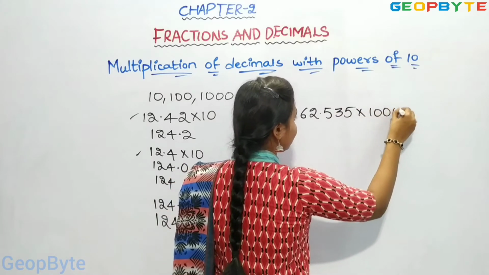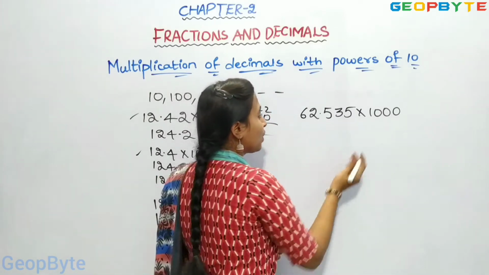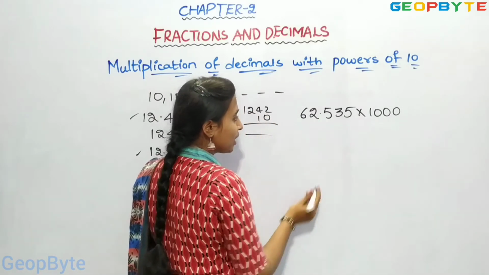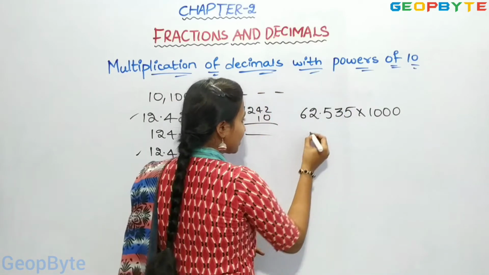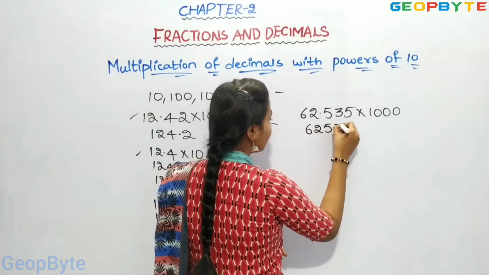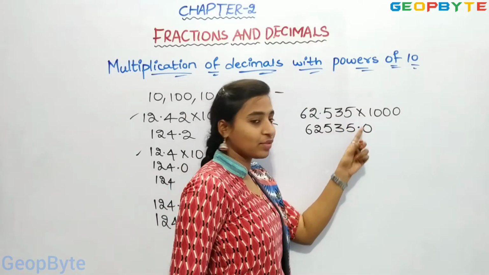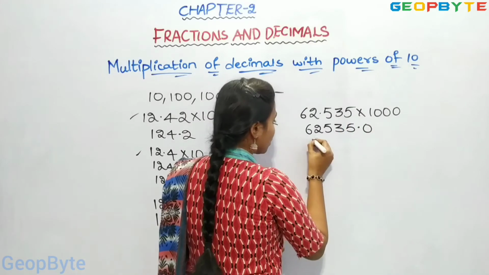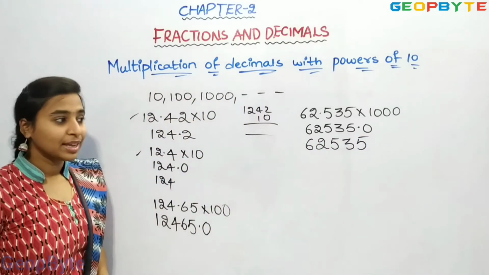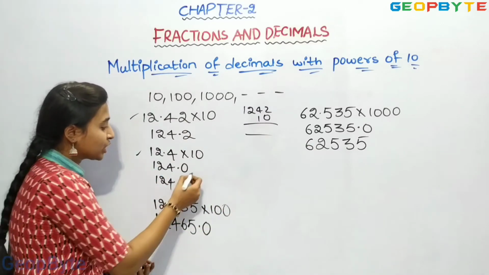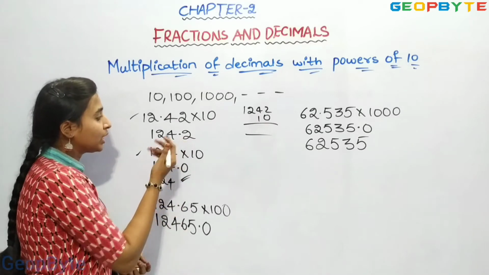Now, let us see 62.535 × 1000. We have 3 zeros in 1000. Now, if we multiply 1000 to this decimal, the point moves towards the right, that is, after 3 digits. 62535.0. Since we have no number after 5, we have put 0. So the answer is 62535. These two are conditions which are similar to this. After the point, we have 0. We can also do it in this way.